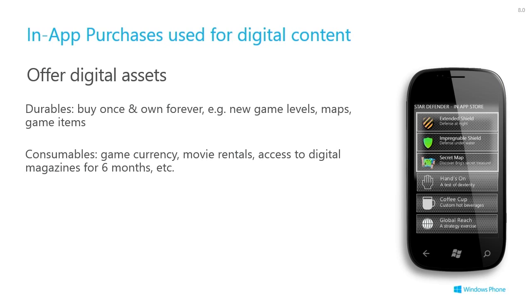There's two kinds of these. Durables, which is the kind of thing that a user buys once and owns forever. So a typical example here is you sell a version of your game which comes with only 1 or 2 levels for free, for example. And then if they want to play further levels, they can purchase them. And once they've purchased them, then they've got those levels forever. Or maps or game items. Consumables are things that get used up, and these are game tokens. So the user spends them effectively by interacting with your application, or movie rentals. So once they've been spent, they're gone forever, and when they're expired, they have to go and buy some more.